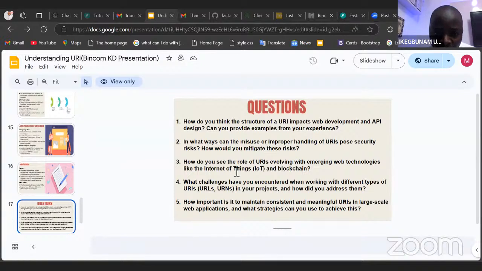Okay, so what challenges have you encountered when working with different types of URIs, which is URLs and URN, in your project, and how did you address them? This is basically not for the design team, okay? This is basically for those that work with this. If you are in Python development, you must have come across this either using an API or automating a particular web page or scraping a particular website.